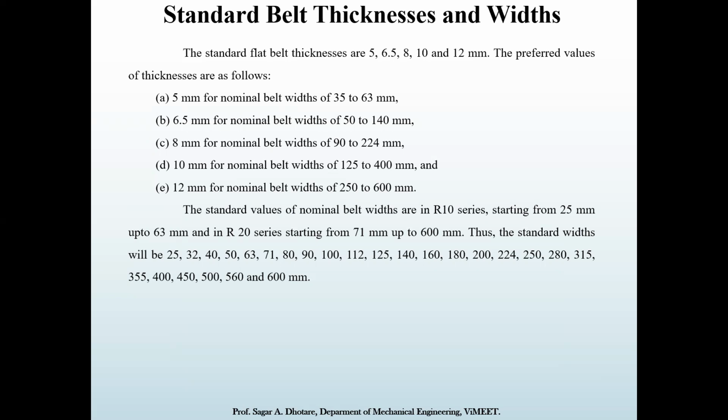For 6.5 it is 50 to 140 mm. For 8 mm it is 90 to 224 mm. For 10 mm the normal belt width ranges between 125 to 400, and for 12 it is between 250 to 600 mm. So generally standard values are based on the R10 series starting from 25 mm to 63 mm, and the R20 series which starts from 71 mm to 600 mm. So some standard values of the widths are noted over here. While calculating the value, you can choose from these standard ones.